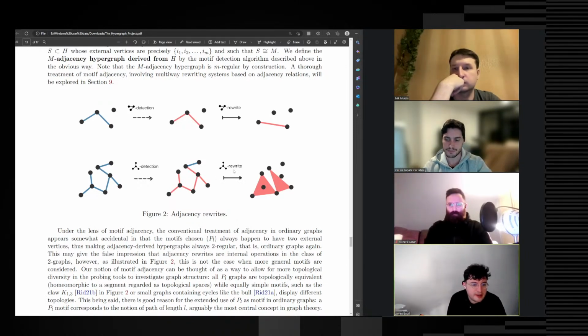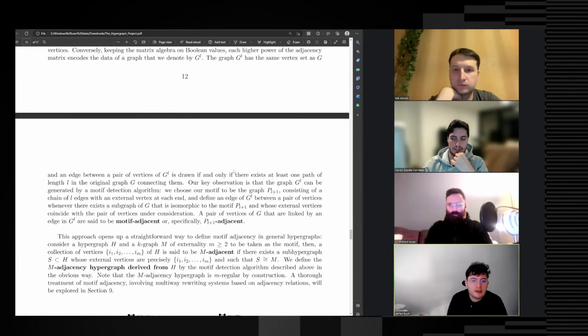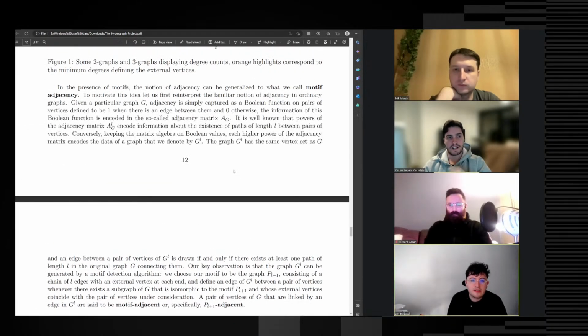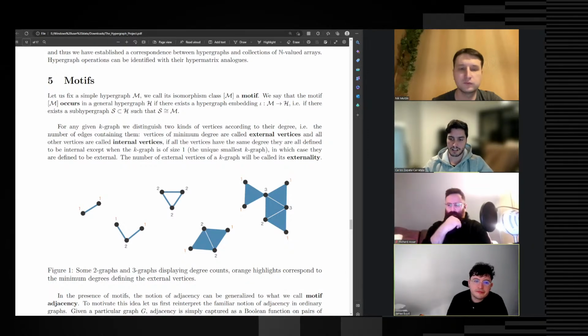So qualitatively, I can appreciate what a motif is. We use it as a shorthand often. Yeah. Do you have a definition? Yes. So a motif, basically, given a hypergraph category, is an isomorphism class of a typically simple and connected hypergraph, right?